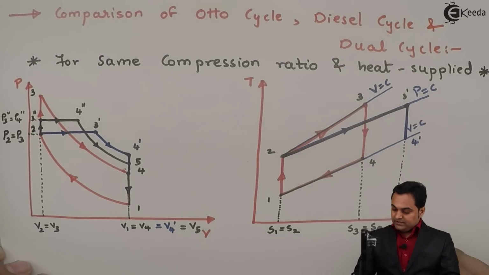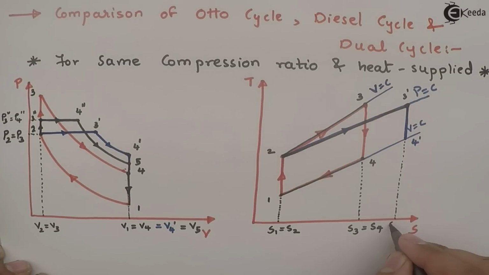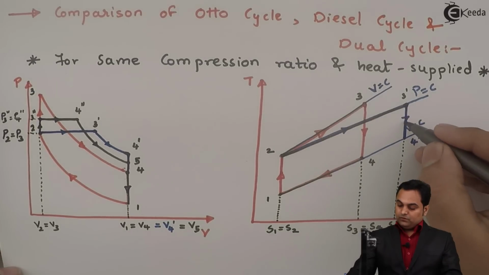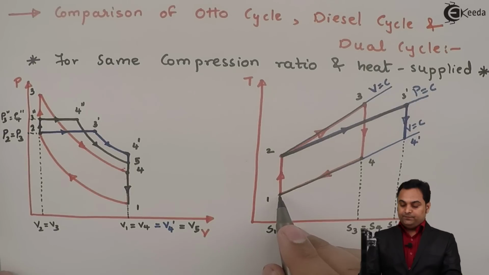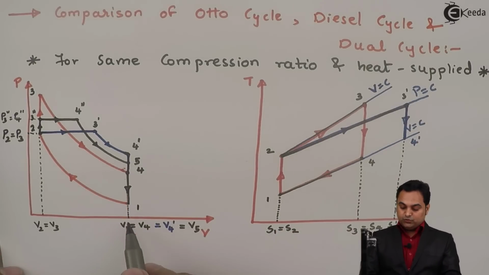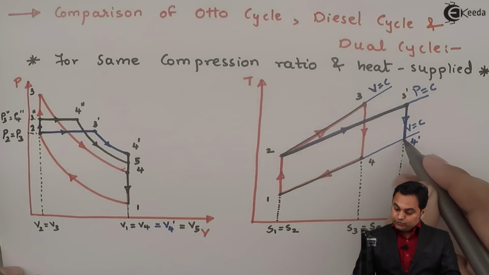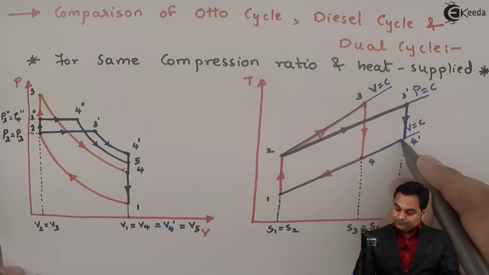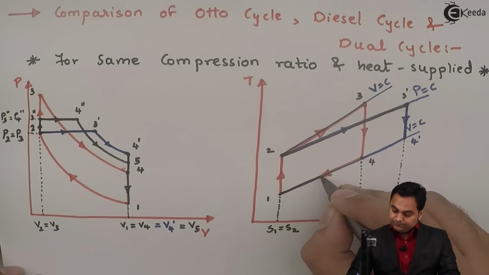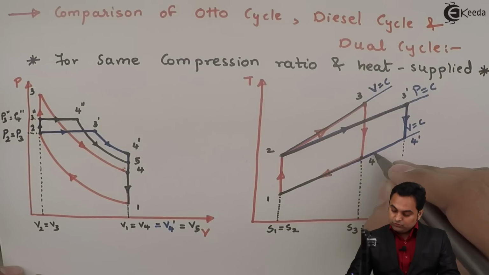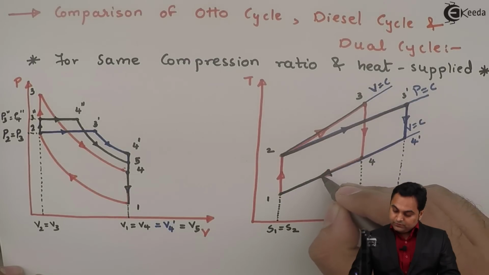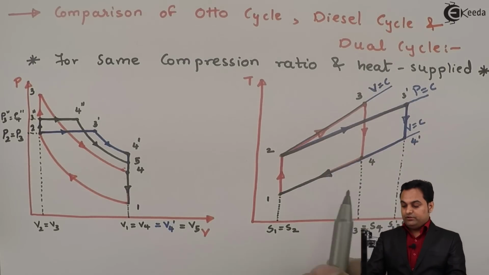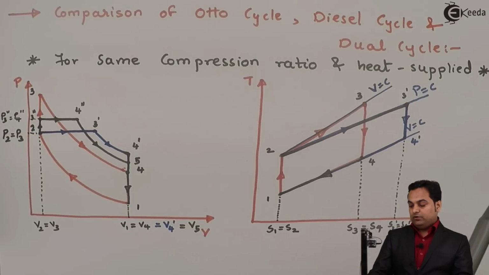So here S3 dash is equal to S4 dash. Then from 4 dash up to 1, it will be, as we see here, 4 dash to 1 constant volume heat rejection. So the heat will be rejected from 4 to 1, or here if we say 4 dash to 1, that is the constant volume heat rejection for diesel cycle. So here I have drawn Otto and diesel cycle on TS diagram.